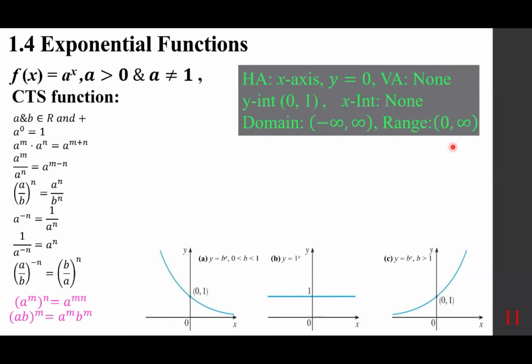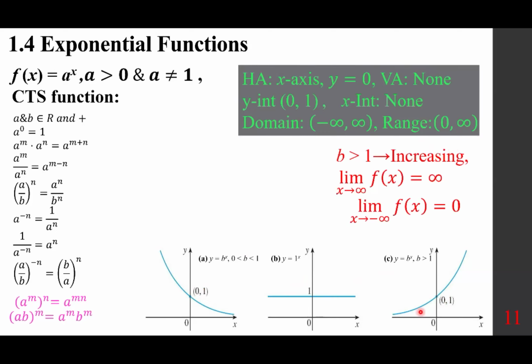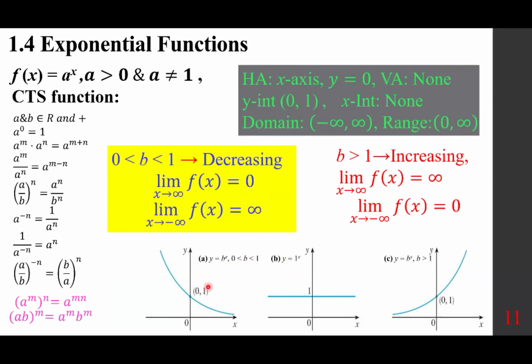So when b is larger than 1, we mean this one, the limit of f of x as x approaches infinity is infinity. That means the first quadrant. And the limit of f of x as x approaches minus infinity is 0. That is the definition of a horizontal asymptote. Whereas b being between 0 and 1, which makes it decreasing, the limit of f of x as x approaches infinity is 0, which is the definition of horizontal asymptote, and the limit of f of x as x approaches minus infinity is infinity, the second quadrant. It blows up here. So we want to distinguish between the two.